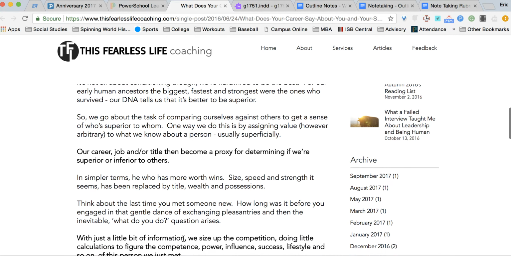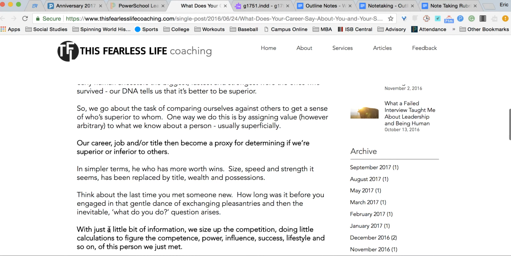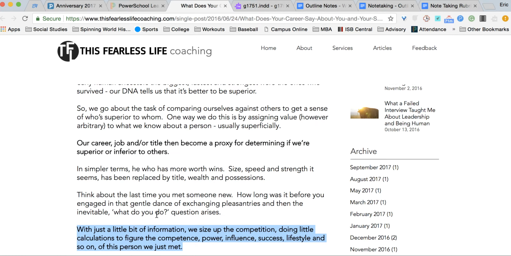Okay, so doing a little cognitive fair. With just a little bit of information, we size up the competition, doing little calculations to figure out competence, power, influence, success, lifestyle, and so on. So just by asking what you do, it determines all of these traits. That's really important. That's a great quote. This is what others think about you.